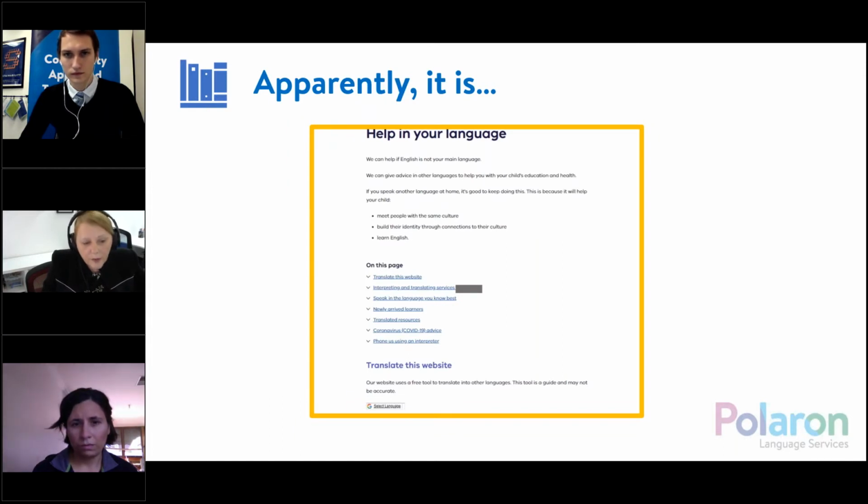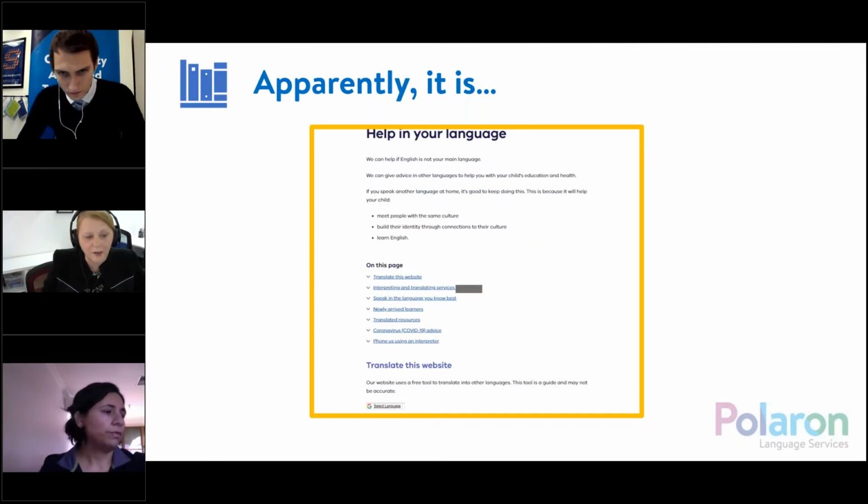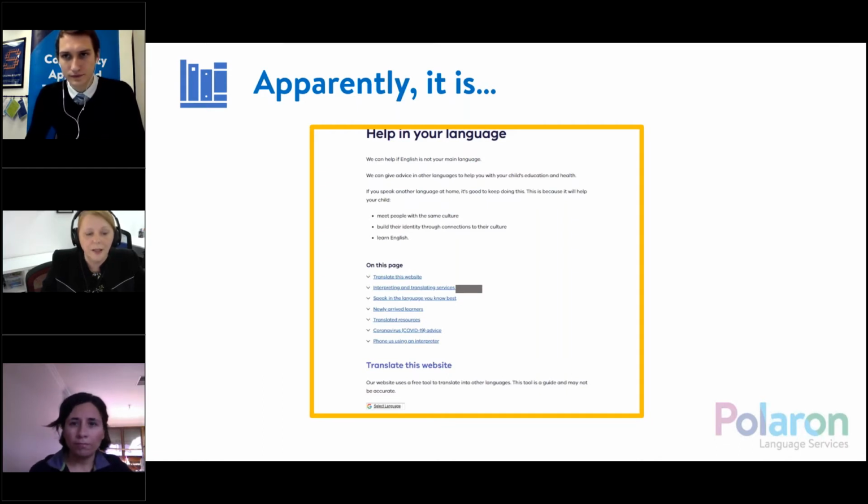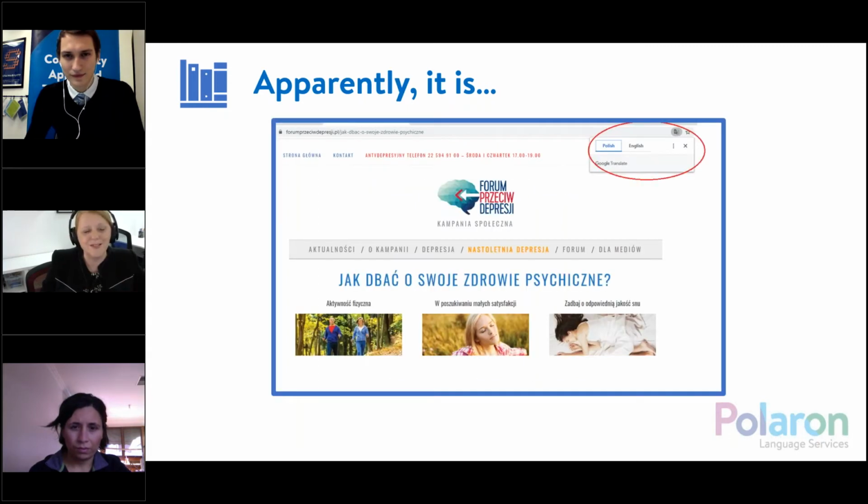This is another example that at the very bottom you'll see it has Google Translate everything again, and it says, and this is a governmental website, by the way, our website uses a free tool to translate into other languages. This tool is a guide and may not be accurate. Why have it, is my question. You know, and I'm very passionate about this because it really isn't helpful. So what we thought we'll do is we'll show you what it's like for a non-English speaker to get this automated tool enabled on your website.